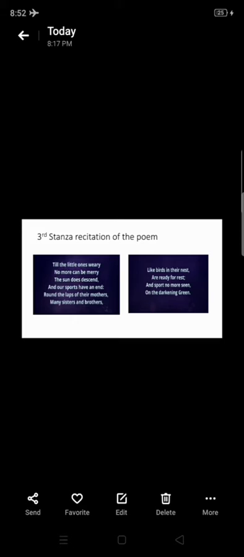Now, the cycle of day, okay? So here we have the cycle of day. In the picture, even in the slide, you can see that we have a picture of a morning, an afternoon, and then evening.